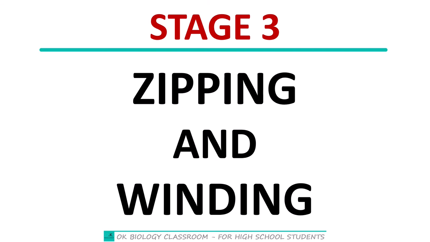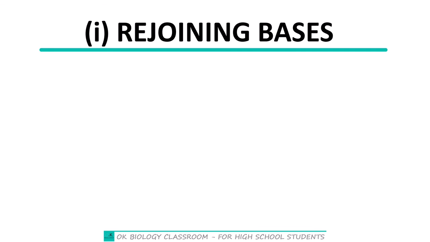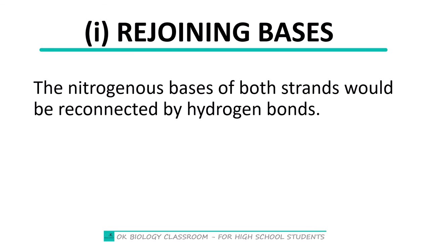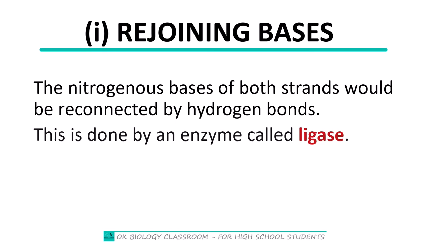And with the stage 3, it's about zipping and winding, just like we talked about in our previous lesson. What happens in this case is that the nitrogenous bases of both strands would be reconnected by hydrogen bonds, because remember that in the first stage, hydrogen bonds were broken to unzip the original DNA molecule. But now we have one original DNA strand and a new DNA strand formed, so they would need to be reconnected. So the reconnection would mean that hydrogen bonds would have to be reformed, and the enzyme responsible for this is called ligase.